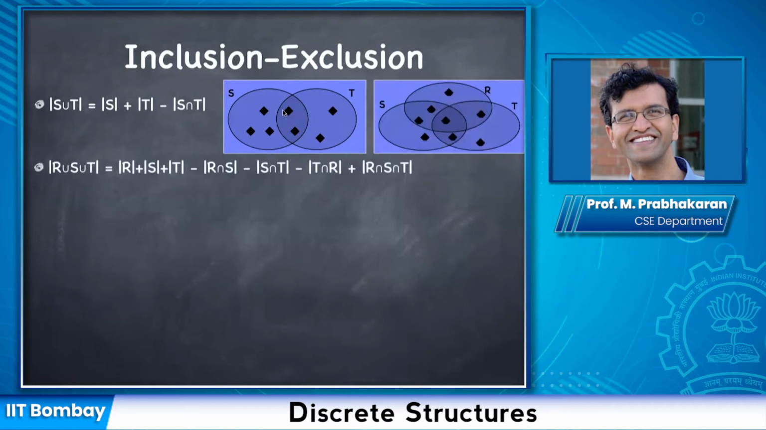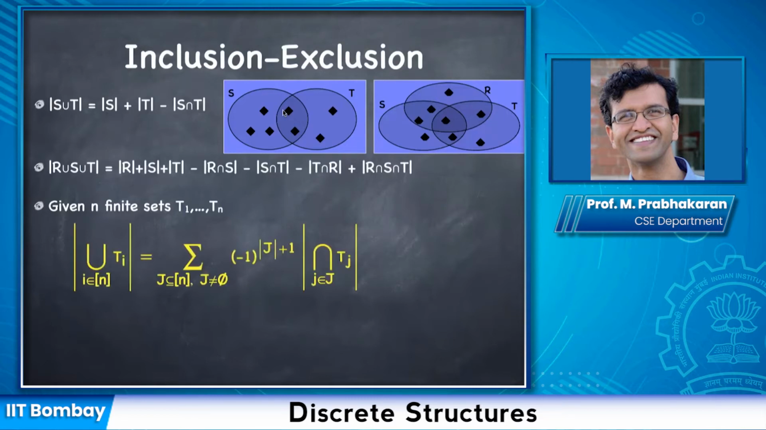And we saw that this can be extended to more than two sets. And what we need now is an extension to n sets. So we are given n finite sets, say T1 to Tn, and we are interested in counting the size of the union of all these sets. So here is the inclusion-exclusion formula. This is the size of the union of all the sets. This is what we would like to compute, and this can be written in terms of the size of various intersections.